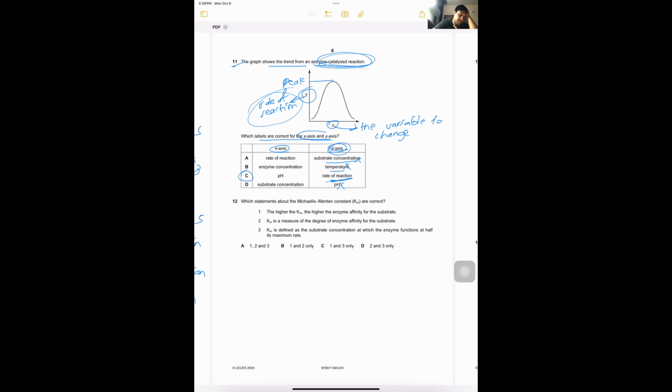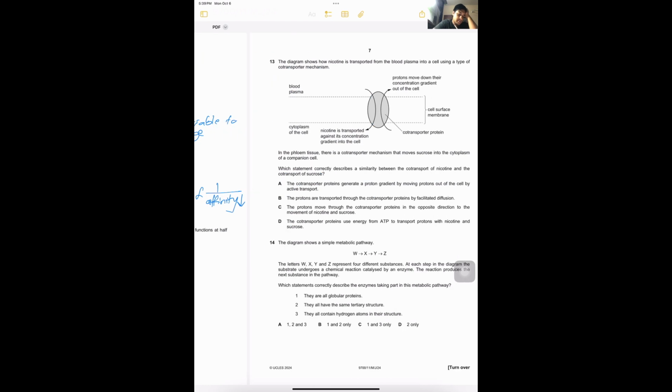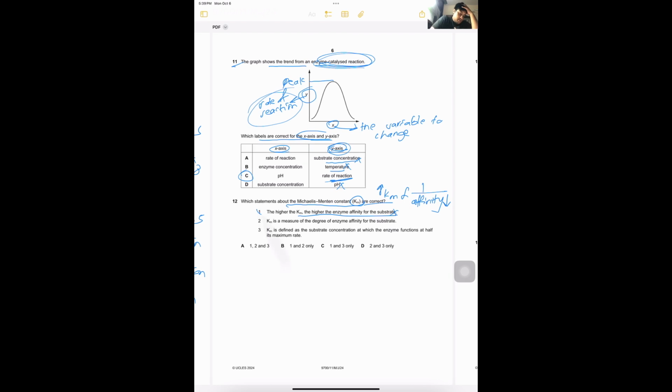That is also wrong. Which statements about the Michaelis-Menten constant Km are correct? Okay, so we know that Km is inversely proportional to affinity. So the higher the Km, the higher the enzyme, so that is wrong, because as Km increases, affinity decreases. So 1 is wrong. Oh, so D should be the answer. So Km is a measure of enzyme affinity, correct.